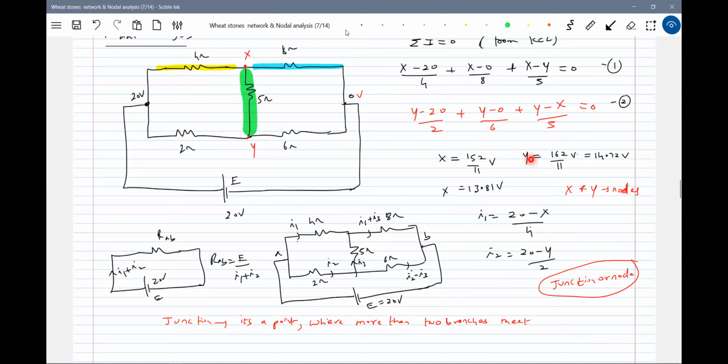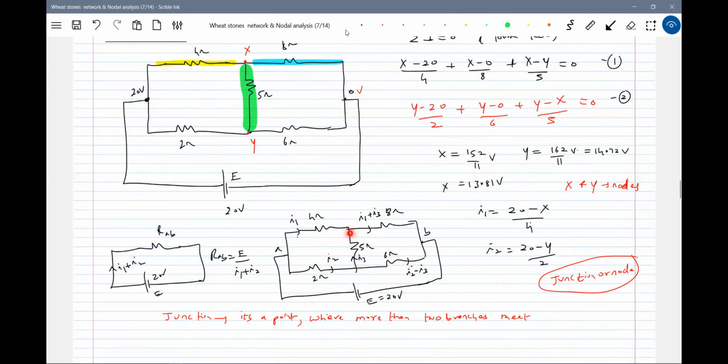What is the value of Y? Potential at this node, 14.72 volt. Once I know those potentials, X and Y, I can easily predict the current in this branch. What is I1? Let me define. I know the potential at this point, I know the potential here. So can we predict I1?